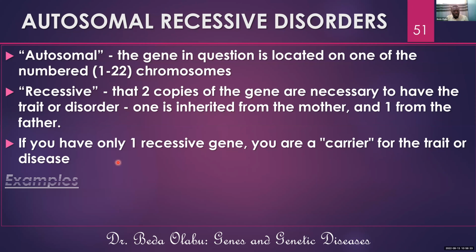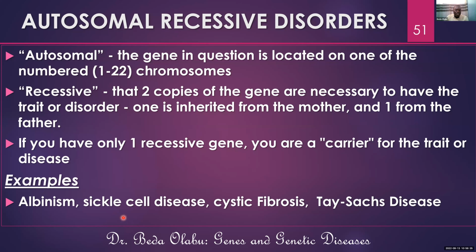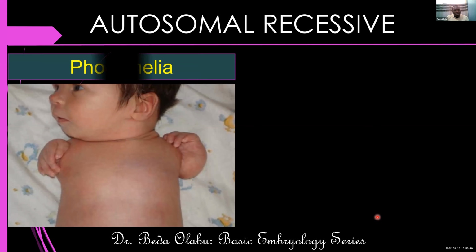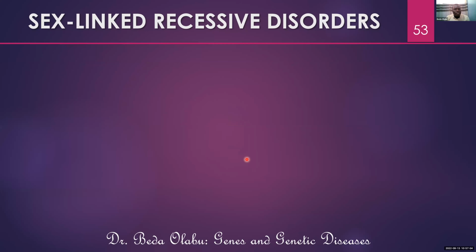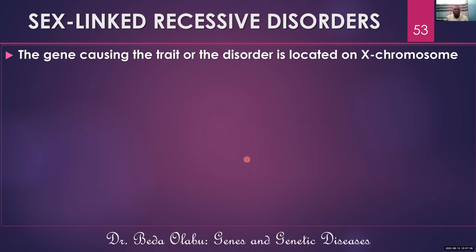Examples are where you put albinism, sickle cell disease, cystic fibrosis, Tay-Sachs disease. These are some storage disorders. So this one shows you phocomelia, it's also an autosomal recessive disorder where there is absence of the intermediate segments, so the hand is attached to the trunk. This one shows you albinism. I believe you've seen that. How about sex-linked recessive disorders? I want us to think through these ones.